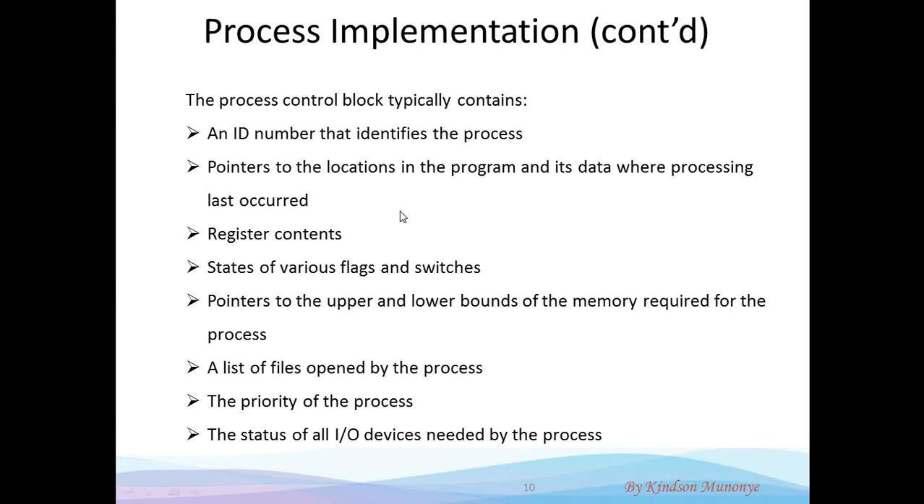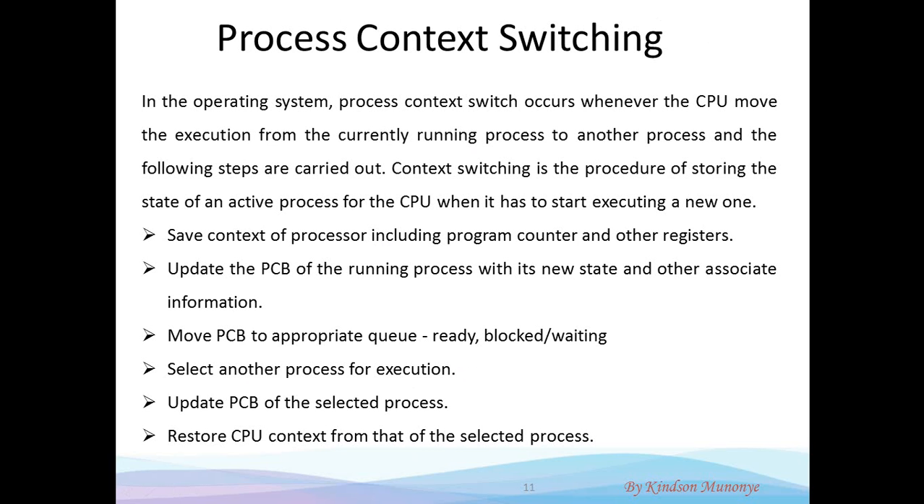So let's proceed. A process control block. What is contained in a process control block? So these are the lists. Take note of the ID of the process, a process ID, very important. You have the register contents. Then you also have a list of open files or handles. Then you have the status of devices needed by the process and every other thing.